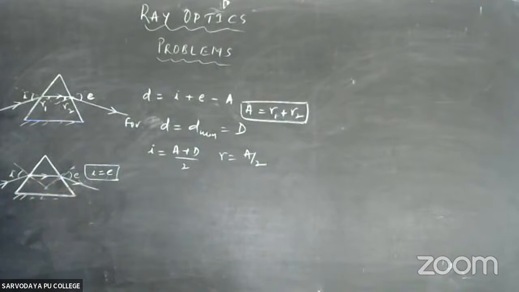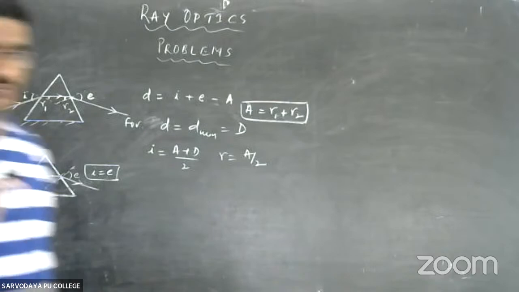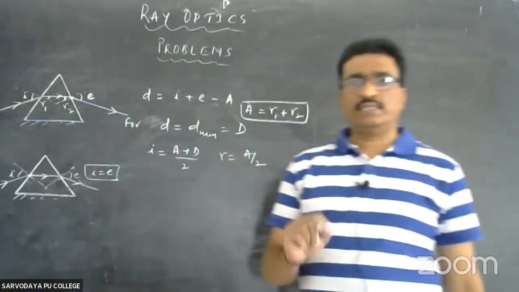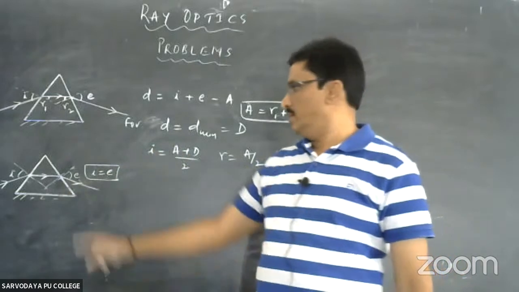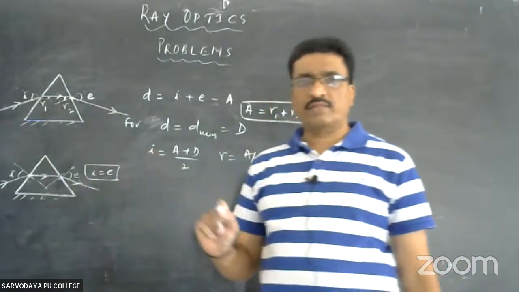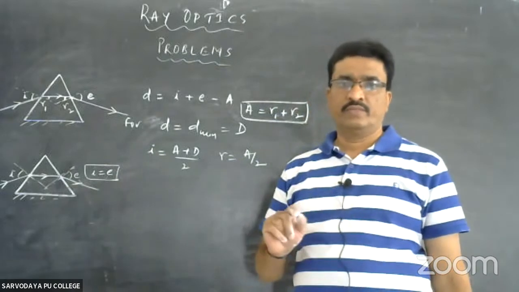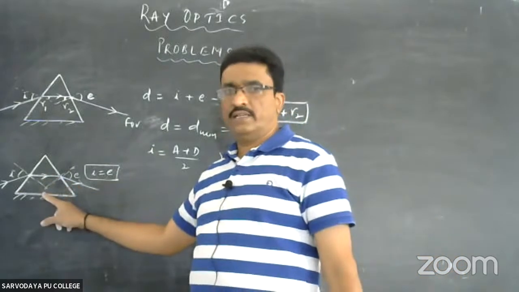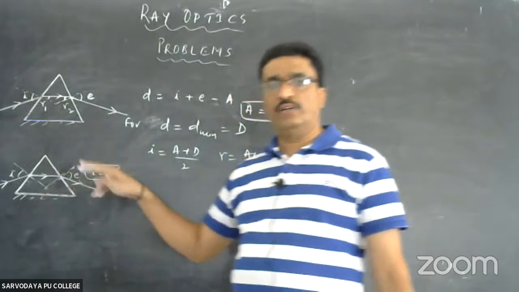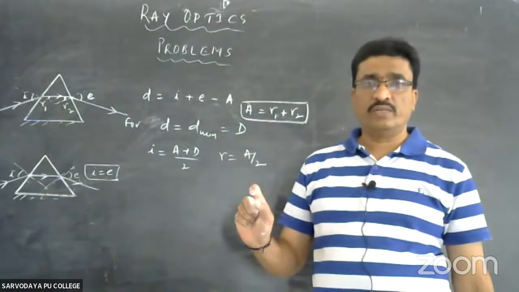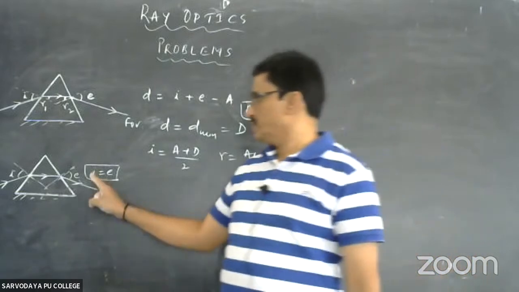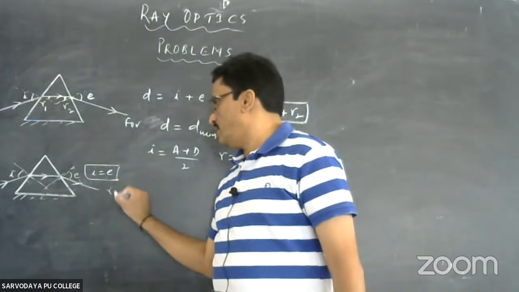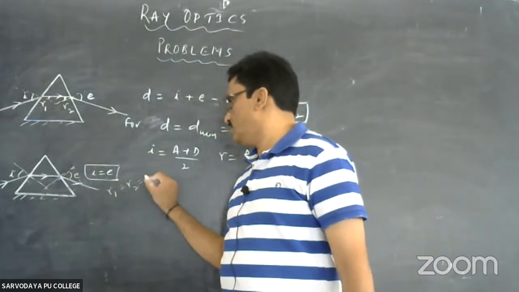That means the ray passes symmetrically. In fact, I am mentioning all these points because instead of directly mentioning that the prism is in minimum deviation position, they may say simply the ray is traveling symmetrically, or the refracted ray inside the prism is passing parallel to the base. If these words are there, it is clear the prism is in minimum deviation position. That is, I is equal to E, R1 is equal to R2 is equal to R.